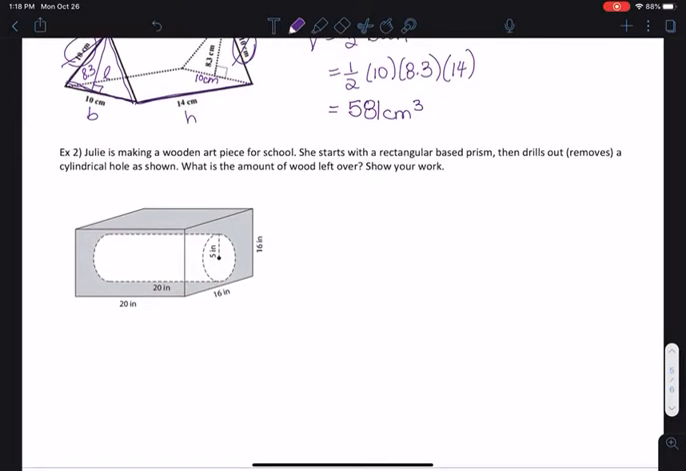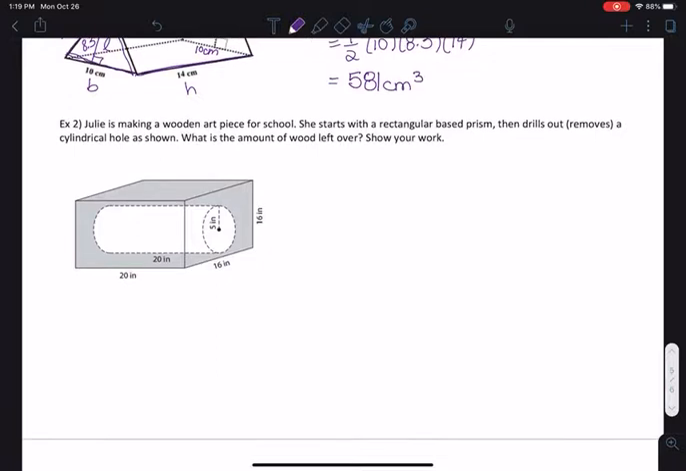Julie is making a wooden art piece for school. She starts with a rectangular-based prism, then drills out or removes a cylindrical hole as shown. What is the amount of wood left over? So we can say, let's call that volume. So the volume of wood is going to be equal to the volume of the block minus the volume of the cylinder.